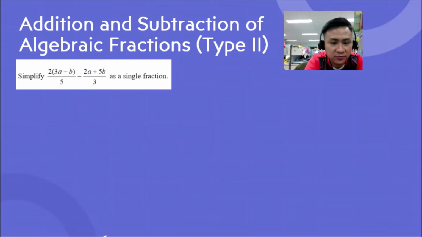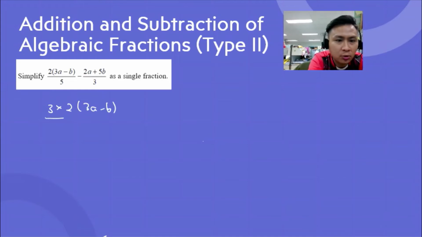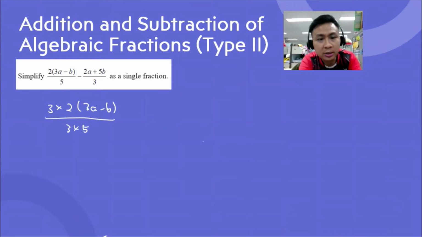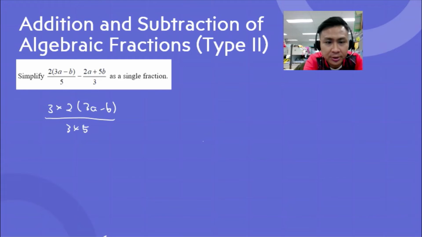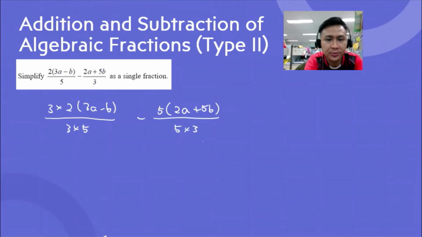So to make the first fraction 15, I'll need to multiply by 3 to both the numerator as well as the denominator. So I can do that now. So 3 times 2 bracket 3a minus b over 3 times 5. To make the denominator 15 for the second fraction, we'll multiply it by 5. Now notice that we are multiplying by 5 to the whole numerator, so we need to include the brackets. So it's 5 bracket 2a plus 5b, the whole thing over 5 times 3. So this is how we express it as a common denominator.